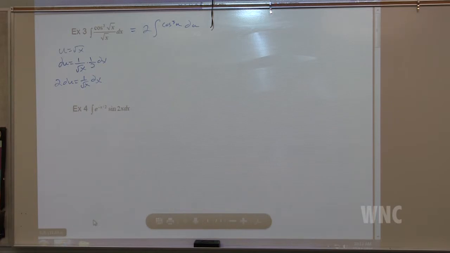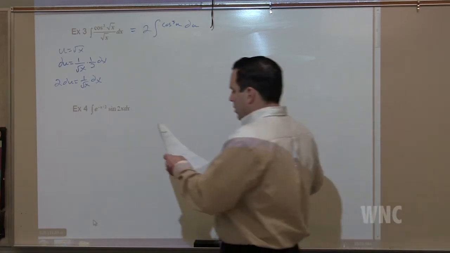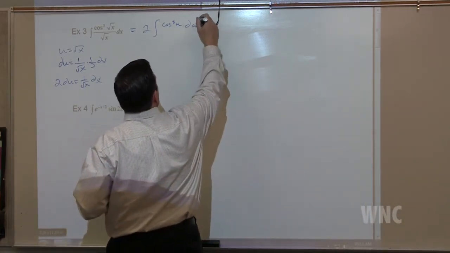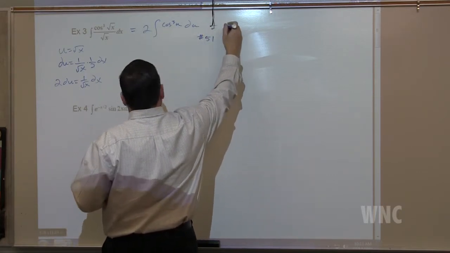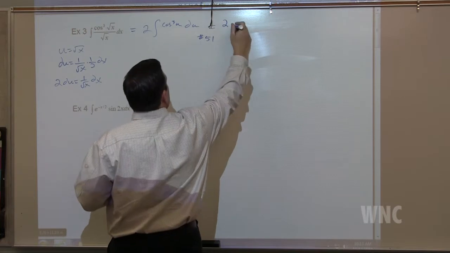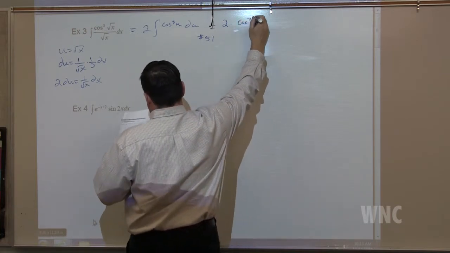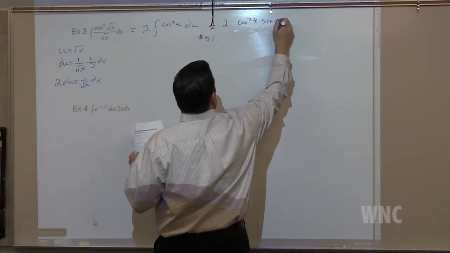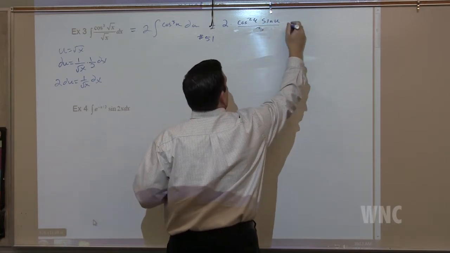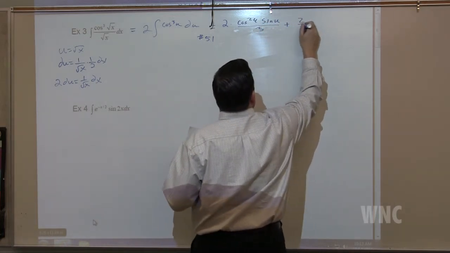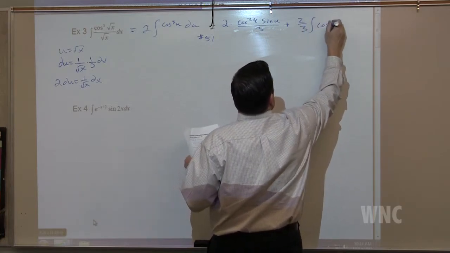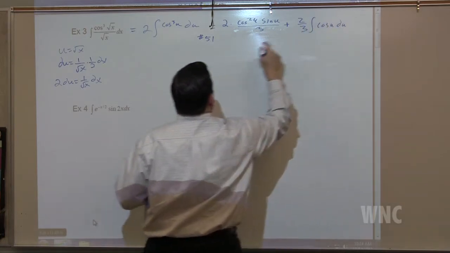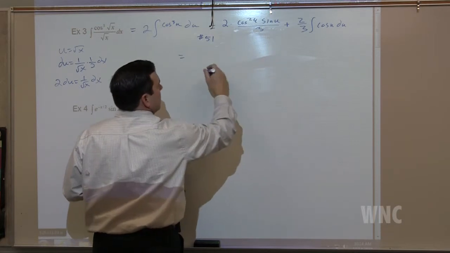Okay, back to the problem. So we're looking at number 51. This is going to be 2 from here times cosine squared u sine u over 3 plus 2/3 integral of cosine u du. And we know what that is. We don't really need to look that up. If you did, it's number 47.